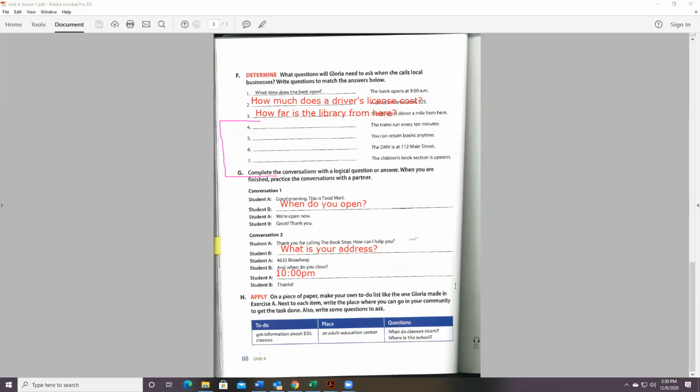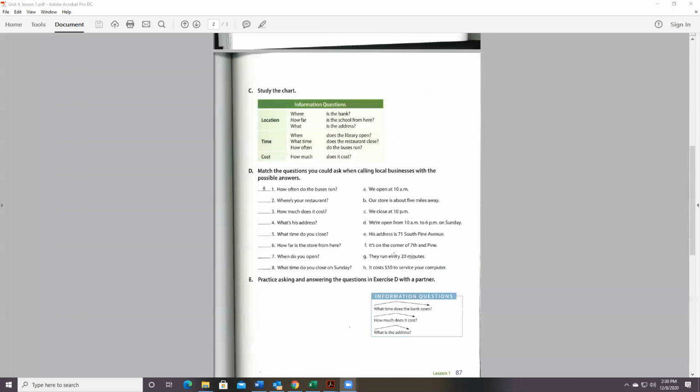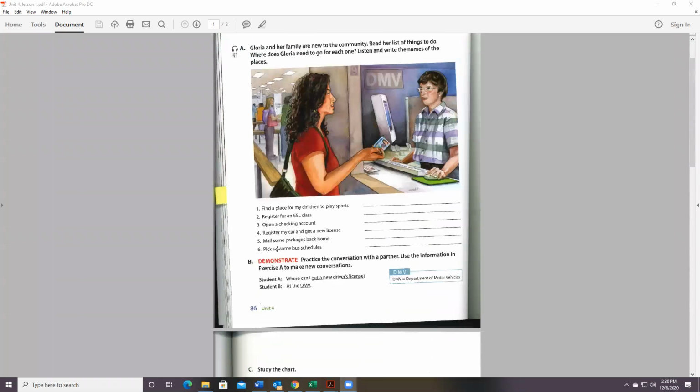Okay, next, on a piece of paper, make your own to-do list like the one Gloria made in exercise A. Next to each item, write the place where you can go in your community to get the task done. Also, write some questions to ask. Okay, so I want you to write a list like Gloria's, right here.